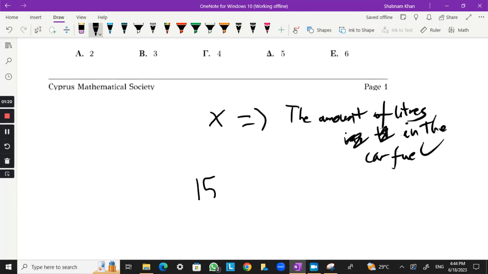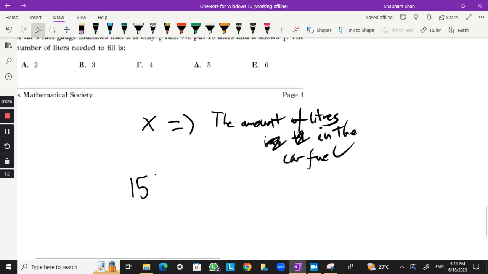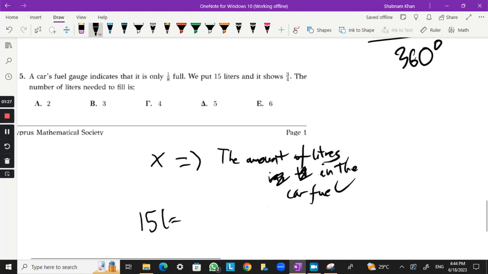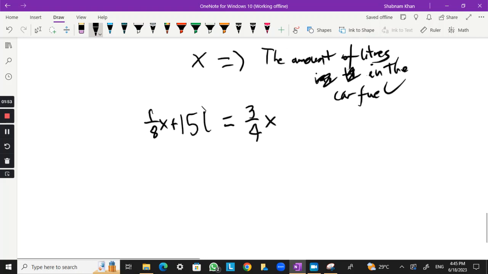So we can directly say 15. This is one of the things we know. 15 liters. We put in 15 liters. And we also already had 1/8 of this x with the 15 liters. And that would be equal to 3/4 of this x. You get 1/8x. If there's no space, then that means it's multiplication. So 1/8x plus 15L is equal to 3/4x.